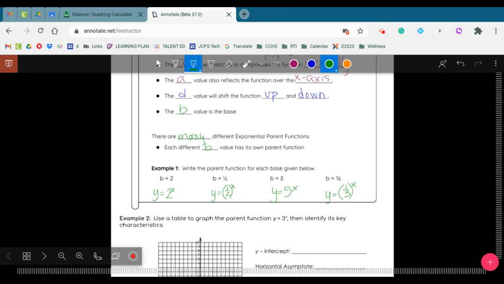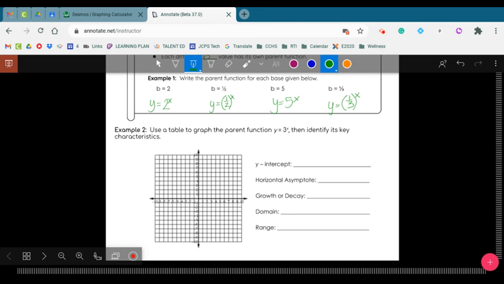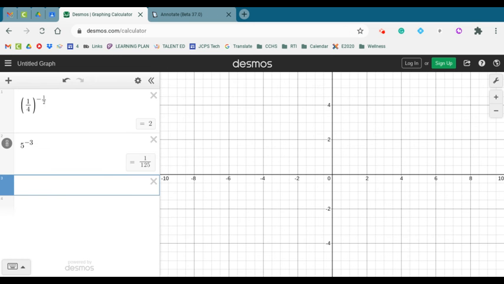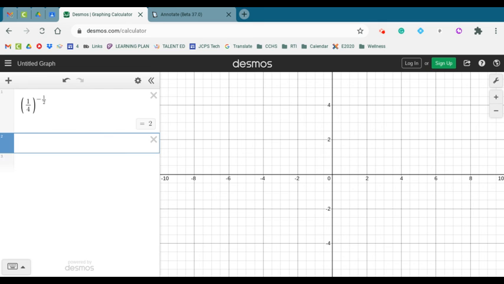Okay, now let's go down and let's start graphing these. So the first one says use a table to graph the parent function y equals 3 to the x. Then identify its key characteristics. Okay, whenever we are graphing, we're going to plug it into our calculator and get our table. So I hope you guys can see this. I'm going to go to my Desmos graphing calculator.